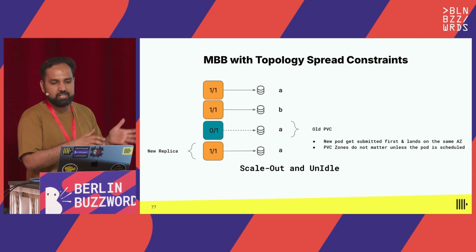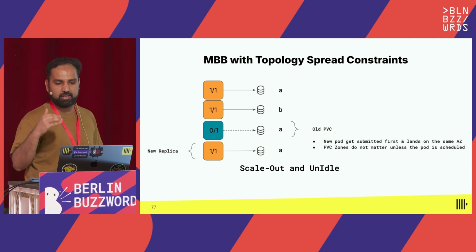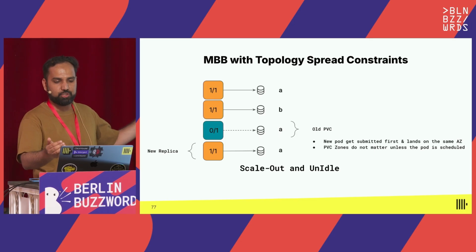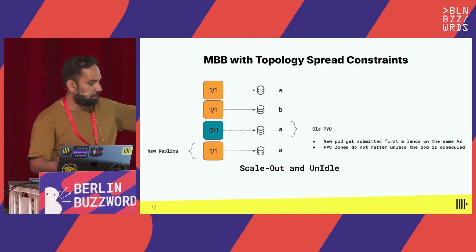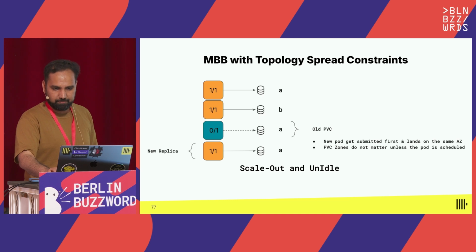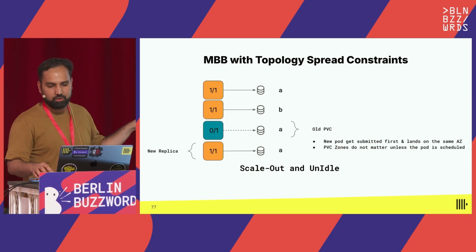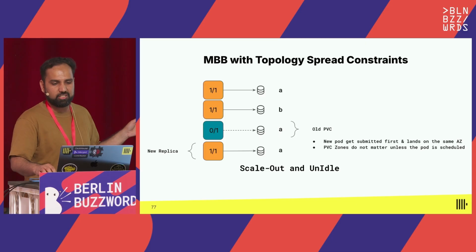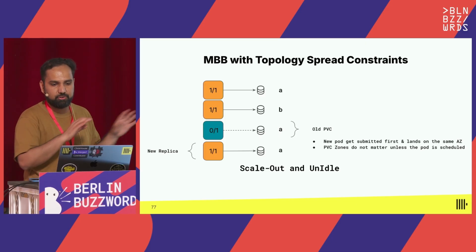And the race condition here is you have AZ A, AZ B, and the third one also goes into AZ A, right? This new replica also comes up with the same zone. But now you have a problem because they land on the same AZ, and you break your skew again. So scaling out and idling, these situations where you have unschedulable pods because of race conditions can be very tricky to solve. And all of this happens because the Kubernetes scheduler doesn't really care about the PVC zones. It's just aware of the pods, like I said.